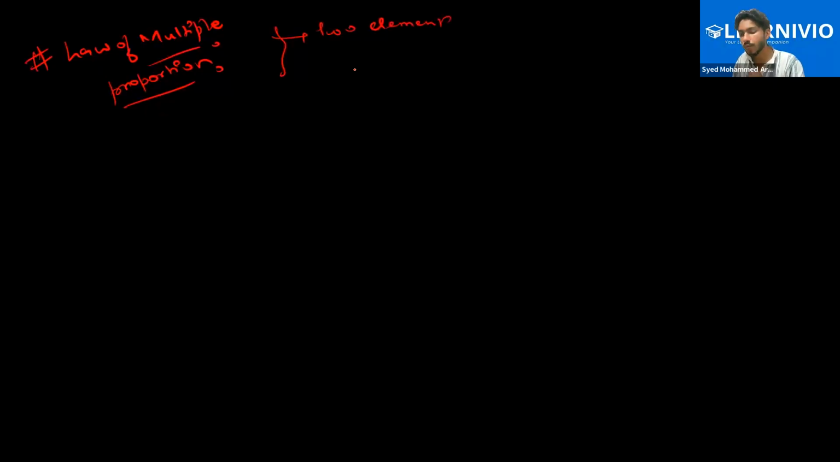This is also a very simple, similar law, the law of multiple proportion. What it says to me is that if I'm having two elements, and what are these two elements? I'm having oxygen and nitrogen. From oxygen and nitrogen, how many types of compounds can I make? For example, I can make NO, I can make NO2, I can make anything.